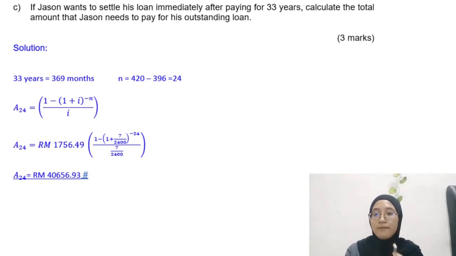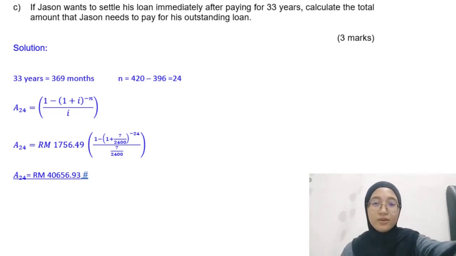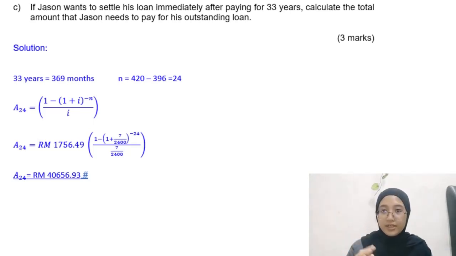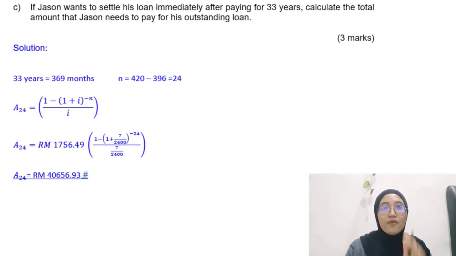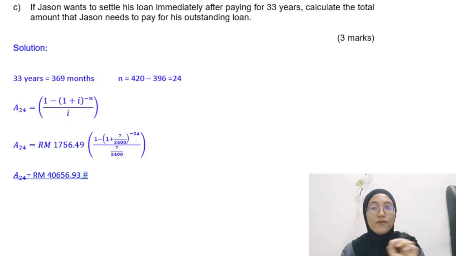Question C asks, if Jason wants to settle his loan immediately after paying for 33 years, calculate the total amount that Jason needs to pay for his outstanding loan. So 33 years multiply with 12 months, and you get 396 months, and then 420 minus 396, and you will get 24.